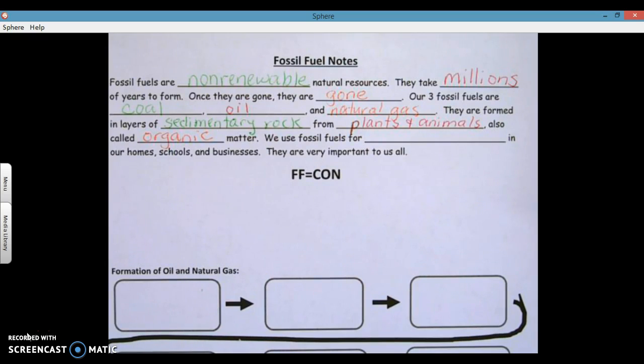Now, when ancient plants and animals get trapped inside of the sedimentary rock, if the conditions are perfect, then those plants and animals can turn into fossil fuels. We use fossil fuels for energy.